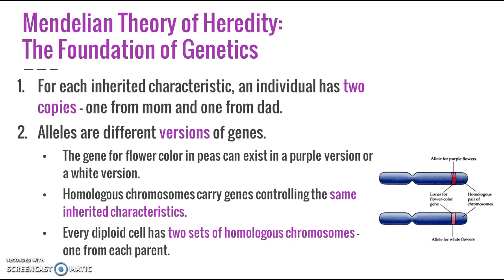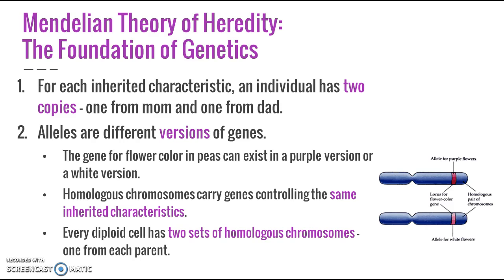There's several key ideas that form the foundation of genetics, based on what Mendel saw and based on what we've learned since his time. First of all, for every inherited characteristic you have two copies of instructions. One of those copies came from your mother, and one of those copies came from your father. There are different versions of genes. There are different options for the codes that you can inherit, and these are called alleles.